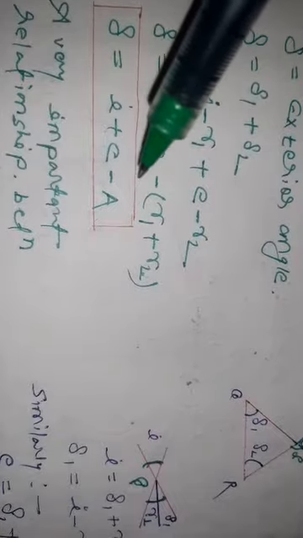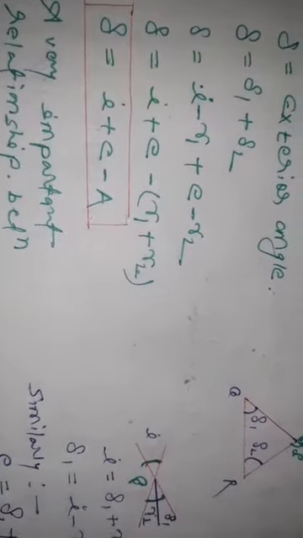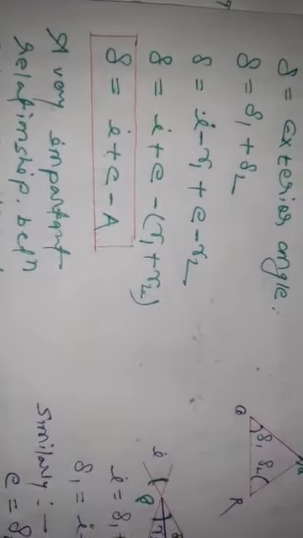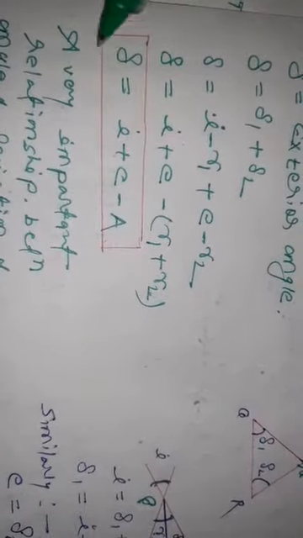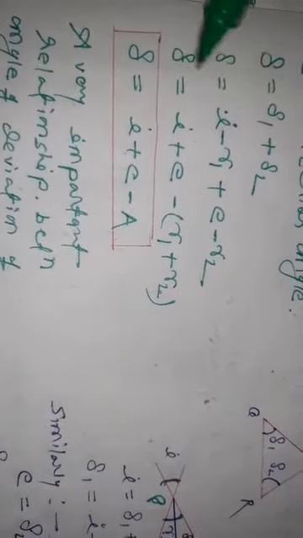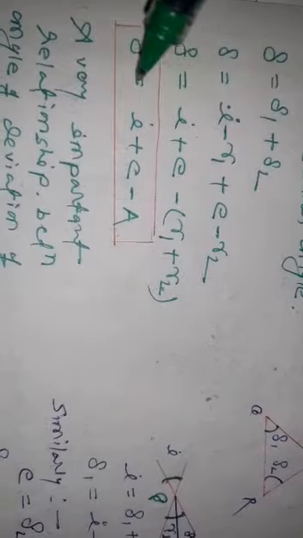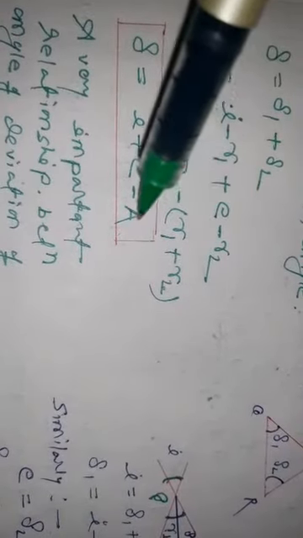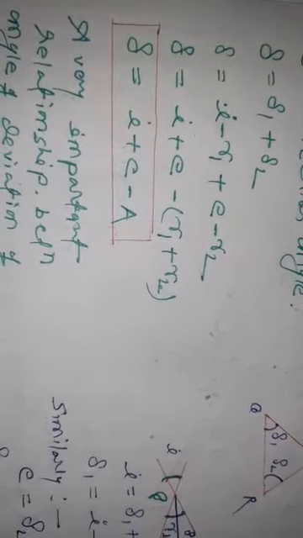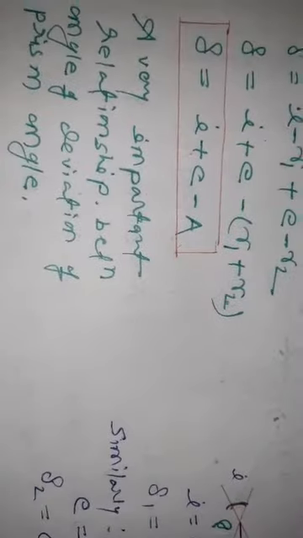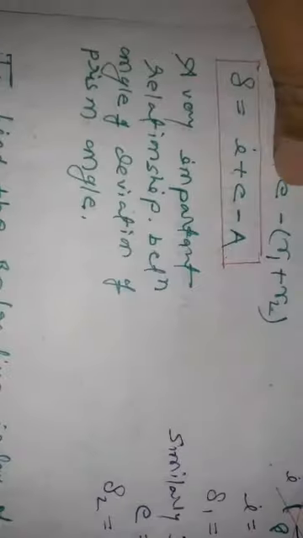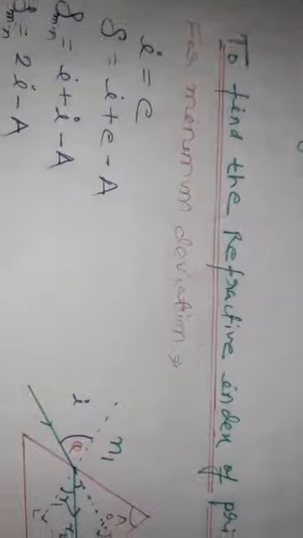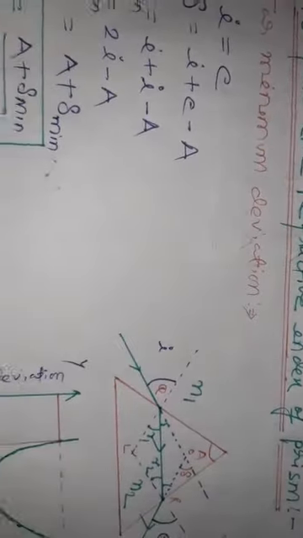So here we have delta equals I plus E minus A. Okay, so this is the angle of deviation, a very important relationship between the angle of deviation and the angle of the prism. Now come to our next topic, that is to find the refractive index of a prism.